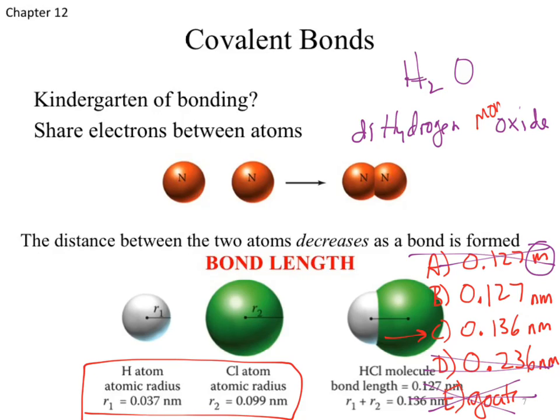How would you decide between those two answers? Well, you'd have to think back to this lecture or the textbook where it said, what happens to the radius or our bond distance in a covalent compound? Make it smaller. So 0.136 was just the addition of those two, which means it's got to be the one that's smaller.